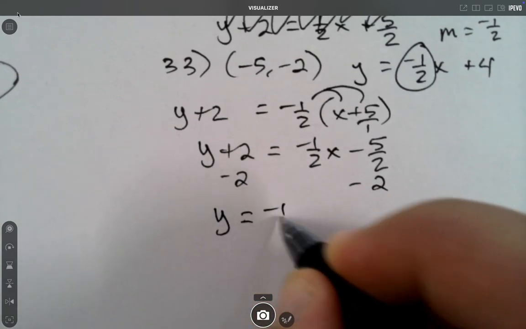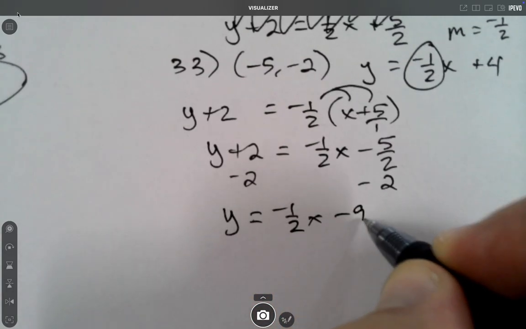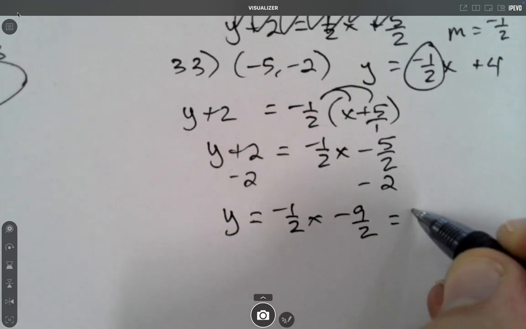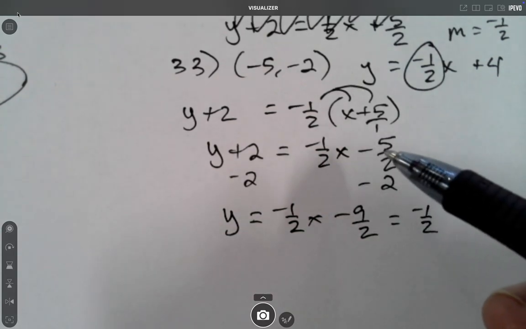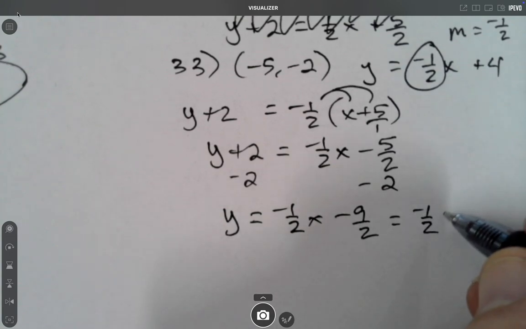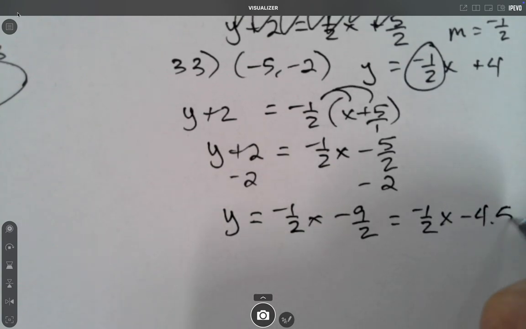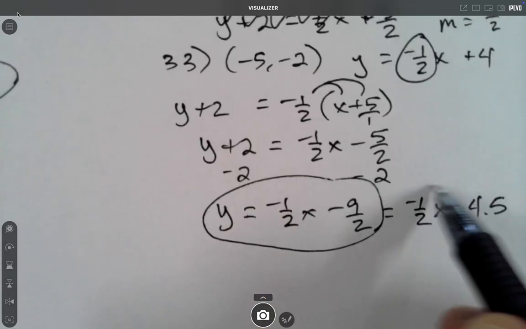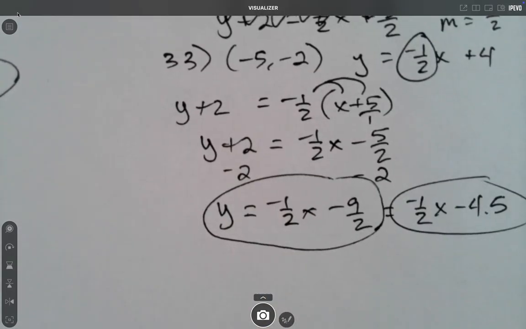And get y equals negative 1/2 x minus 9/2, or if you have the decimal, you can do this in the calculator and say negative 5 divided by 2, hit enter, then subtract 2, and you'll get negative 4.5. So both of these answers are good, legitimate answers.